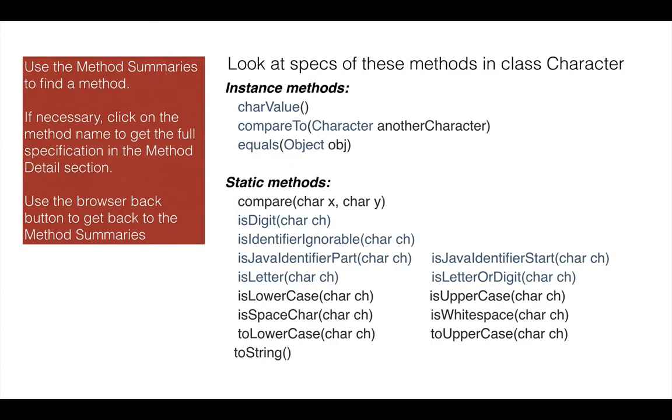To summarize, use the method summaries sections to find methods in which you are interested. To get complete detail about a method, click on the method name. Use the browser's back button to get back to the method summaries. At this point, we suggest that you bring up the spec for class Character in your favorite browser and become familiar with the instance methods and static methods that appear on the screen.